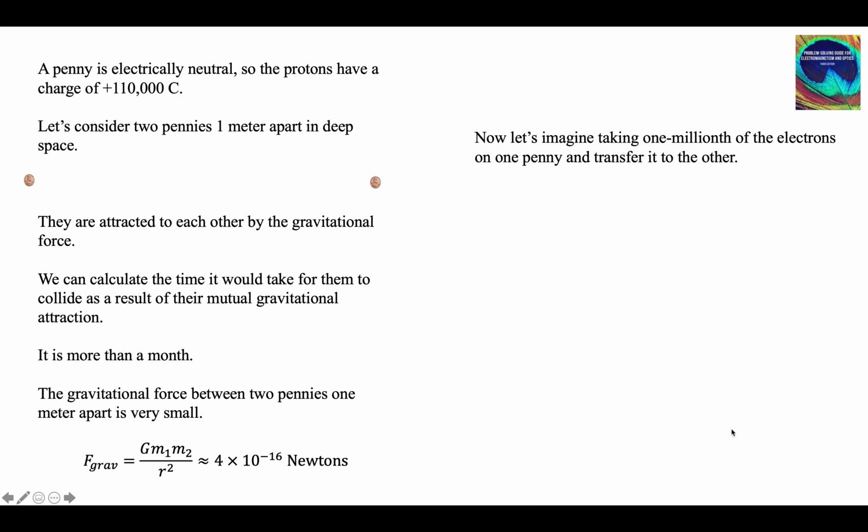Now let's imagine taking 1/1,000,000th of the electrons from one penny, 1/1,000,000th of the total number of electrons on one penny, and transferring them to the other penny. If we take them off, we'll leave that penny positive. The penny that we're putting the electrons on will be negative. They'll attract each other. Their charges are opposite. We can calculate the force between them. And it's big. It's 90 million newtons, almost 10 to the 8th newtons versus 4 times 10 to the minus 16th newtons.